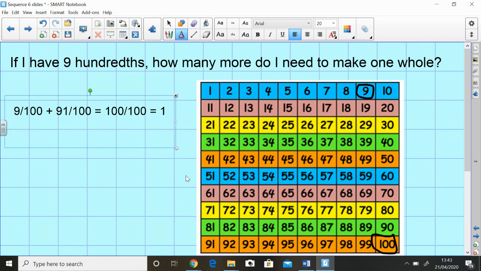Remember, we're going to now write this as a decimal. So what is 9 hundredths as a decimal? It is 0.09. Remember, it's not 0.9 because that would mean you have 9 tenths, but you don't have 9 tenths, you've got 9 hundredths. So it would be 0.09, add 0.91, and that equals 1.0, or 1 whole, just the number 1.